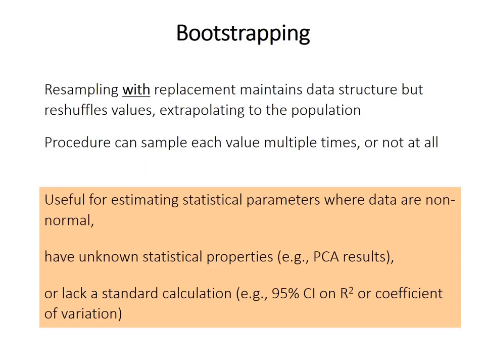The example on the previous slide is sort of trivial because we already had a formula for the confidence interval on a mean, and so we could just use that. But bootstrapping is useful in many other situations, like for non-normal data, when the mean and that confidence interval formula don't really apply. The really big benefit of bootstrapping is to estimate statistical parameters for things that have unknown properties, say like the results of principal components analysis, or PCA, which we'll discuss in a few weeks. Or we can use it to bootstrap estimates on things that don't even have a standard calculation, like R-squared in our example, or the coefficient of variation.